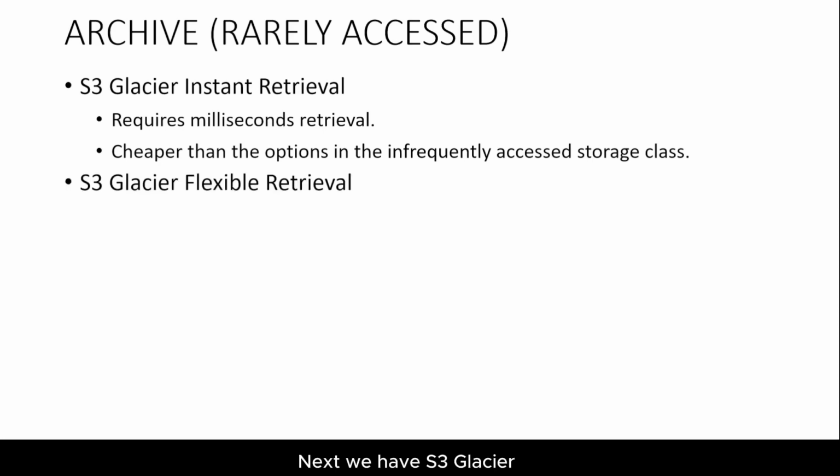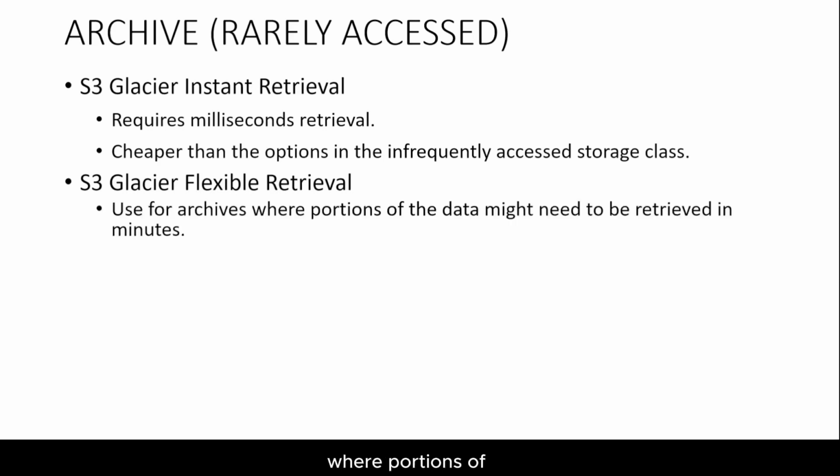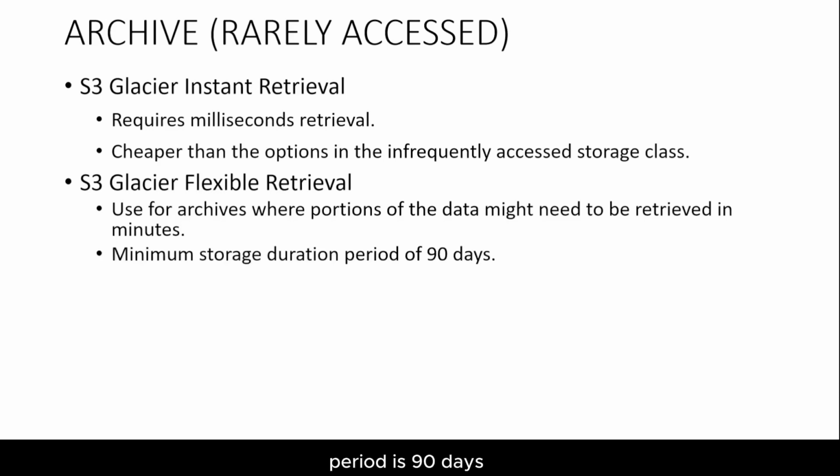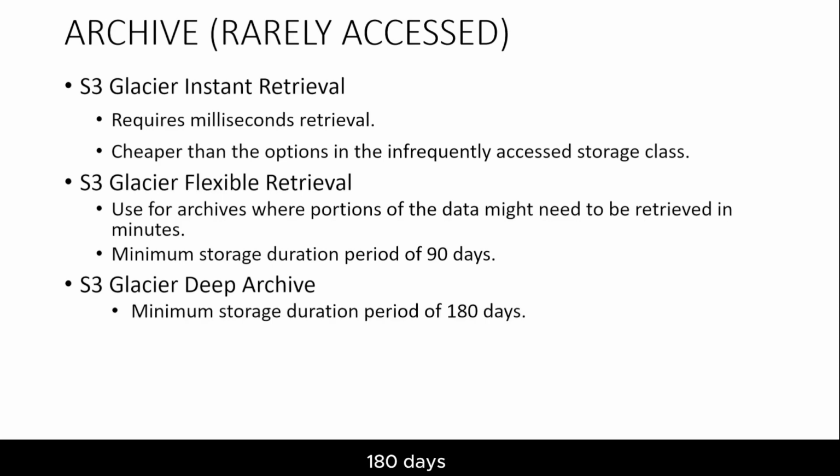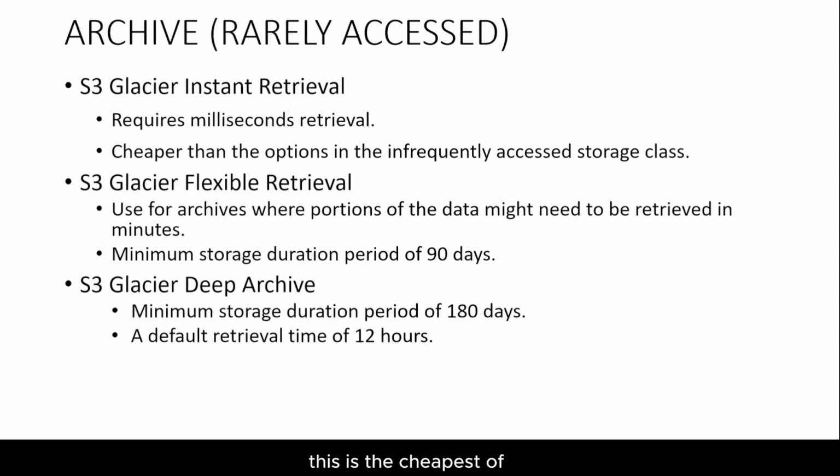Next, we have S3 Glacier Flexible Retrieval. This is used for archives where portions of the data might need to be retrieved in minutes, and the minimum storage duration period is 90 days. Next, we have S3 Glacier Deep Archive. Here, the minimum storage duration is 180 days. This is the cheapest of the options. However, your data retrieval time is 12 hours.